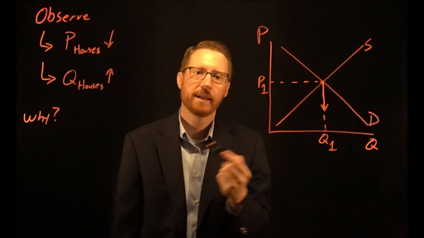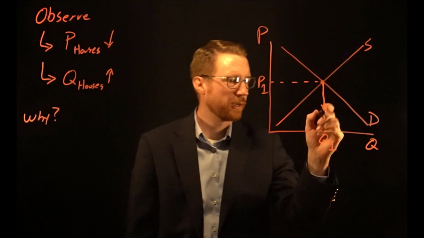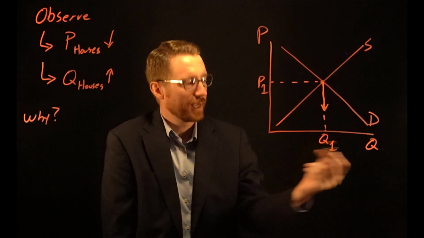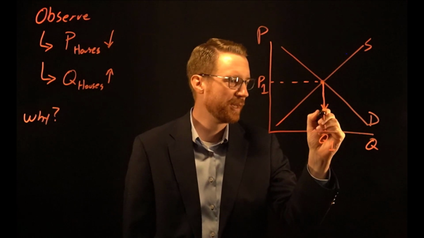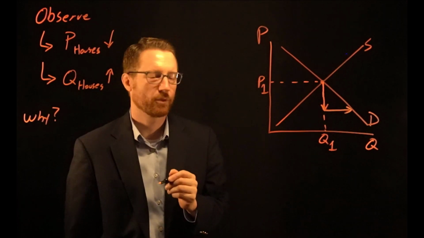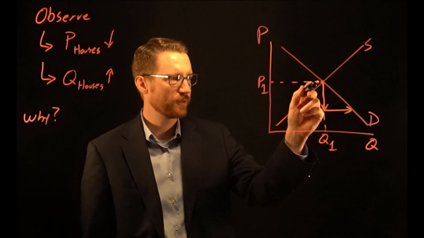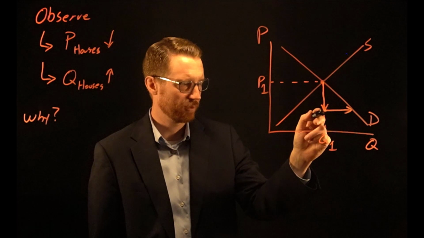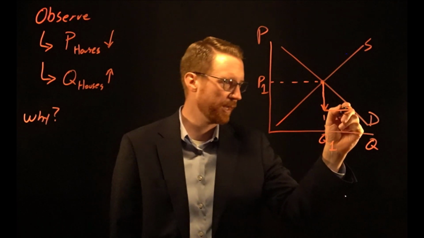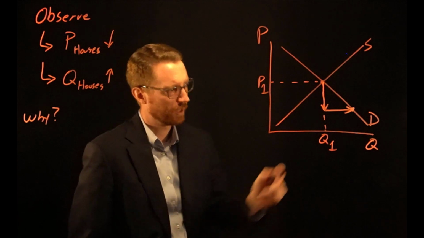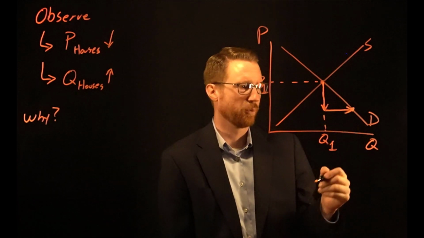And quantity is increasing. So if quantity is increasing, which way is an increase in quantity on this horizontal axis? An increase in quantity is a movement to the right. So if prices fall, we take our equilibrium point and we move it down. And if quantity increases, we move it to the right. We find out where we are. How did we end up at this point?